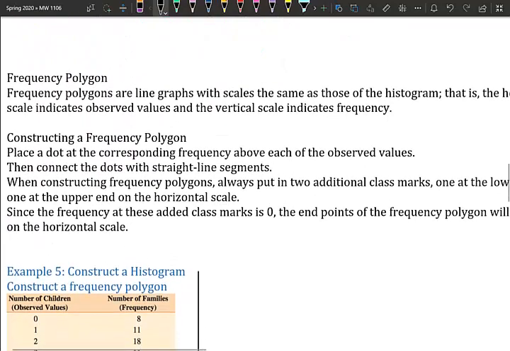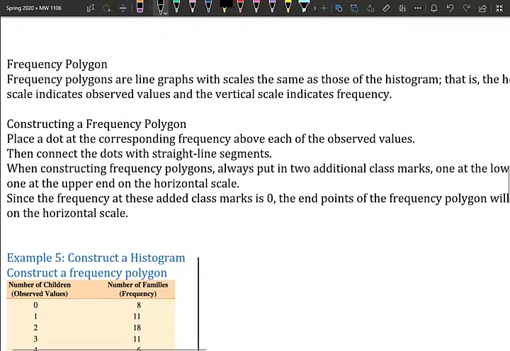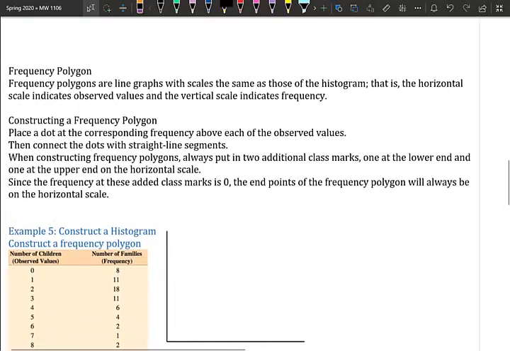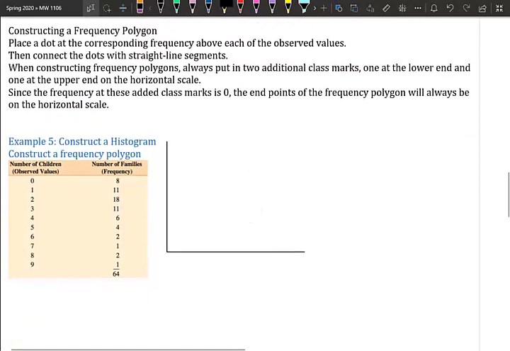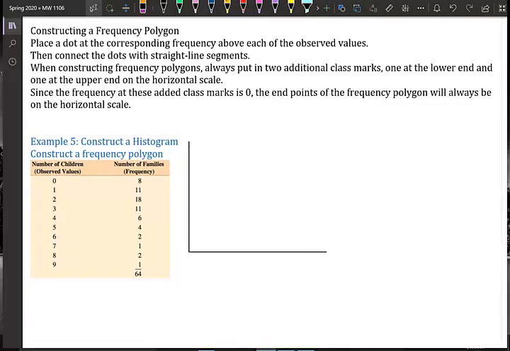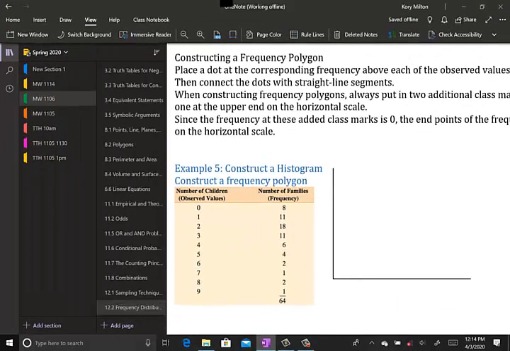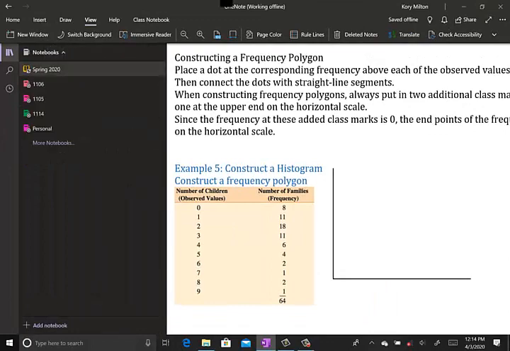All right, frequency polygon. Frequency polygons are line graphs with scales the same as those of a histogram. So basically, it's a histogram, but except you use dots and then you connect the dots. I'm not going to explicitly show you how to do it. I'm just going to switch screens real quick so you can see. It's pretty straightforward. I'll walk you through it though.